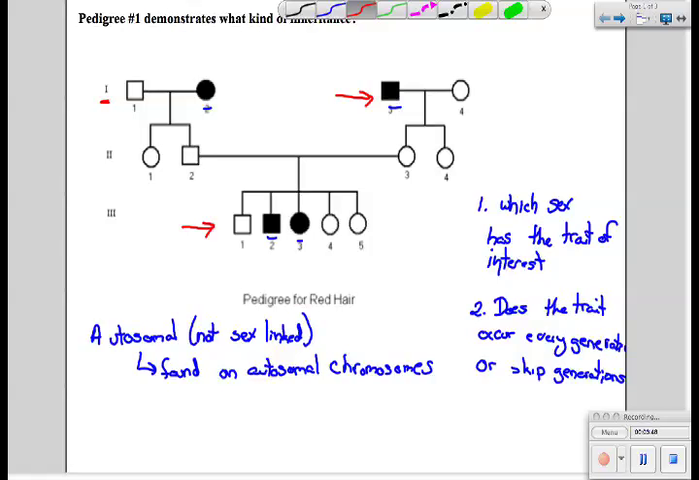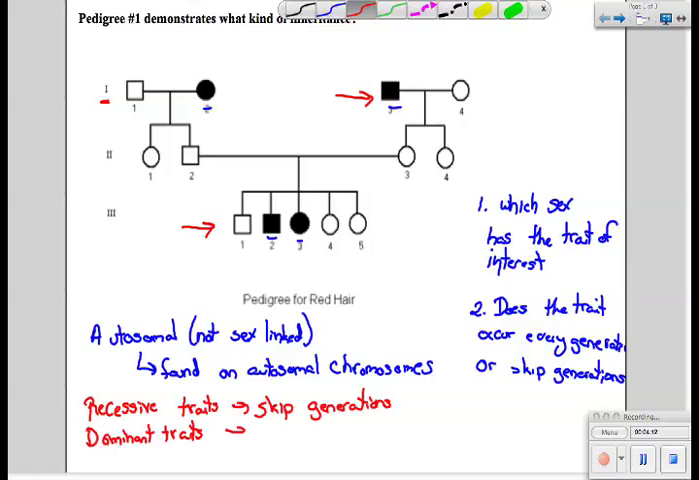When a trait skips generations, it is recessive. So recessive traits skip generations, whereas dominant traits are found in every generation.